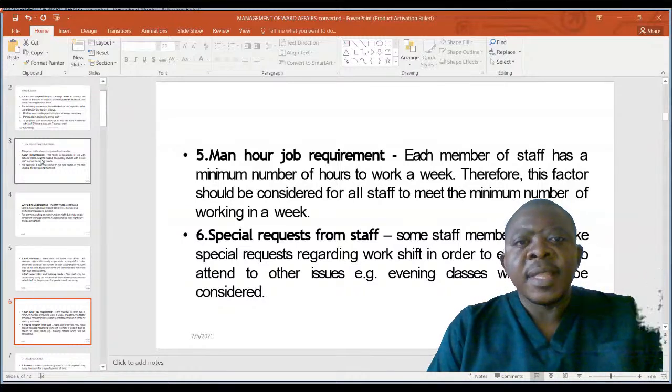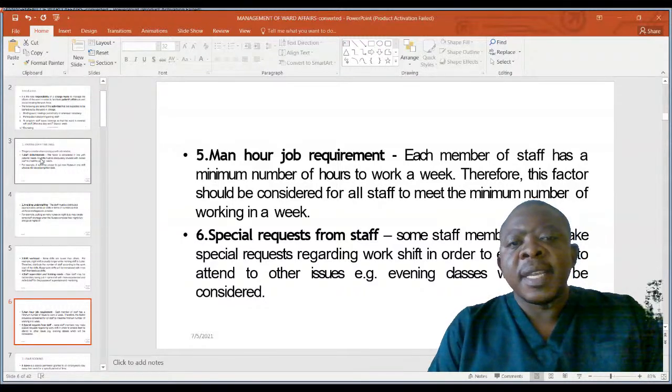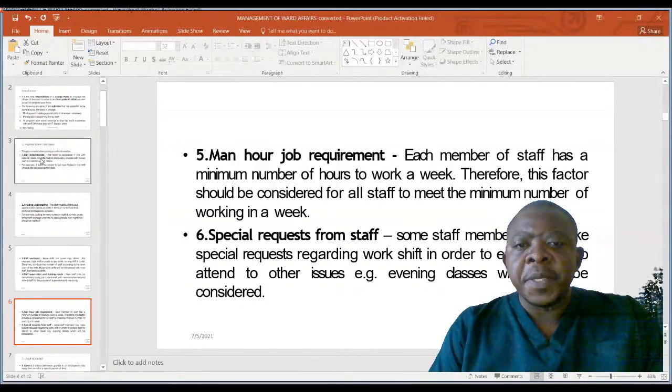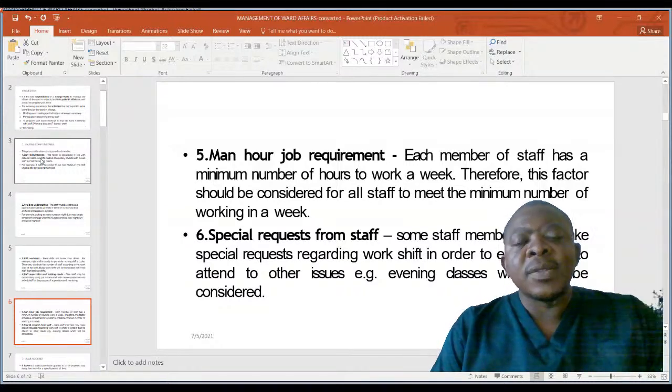The sixth factor to consider when coming up with a timetable is special requests from staff. Some staff members may make a special request regarding work shift in order to enable them to attend to other issues, for instance, evening classes, which will be considered.